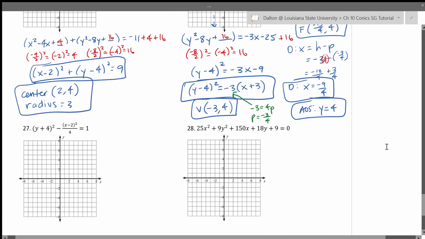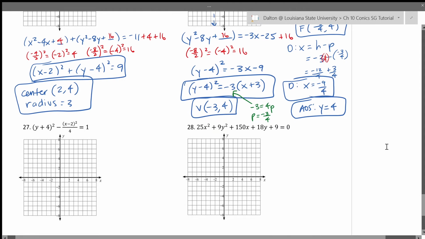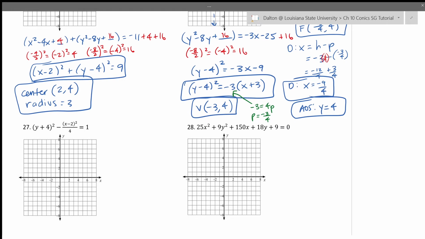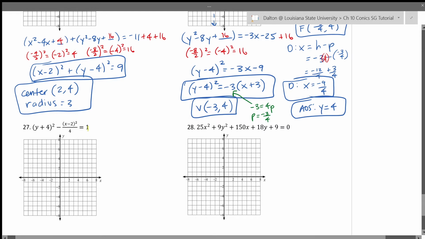Number 27, y plus 4 squared minus x minus 2 squared over 4 is equal to 1. Equals to 1 means this is either going to be an ellipse or a hyperbola, but since I have a minus sign, that indicates that this is definitely a hyperbola. So I know that this is already in standard form, so I don't need to change anything. I just need to gather my information from here.